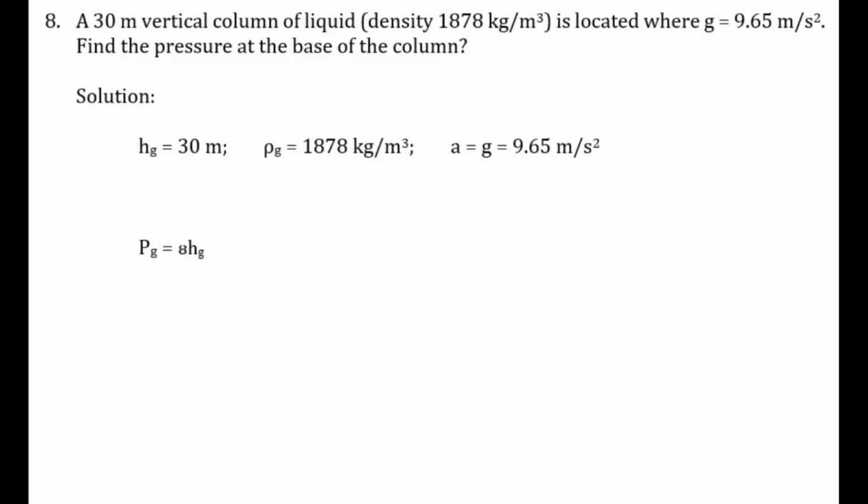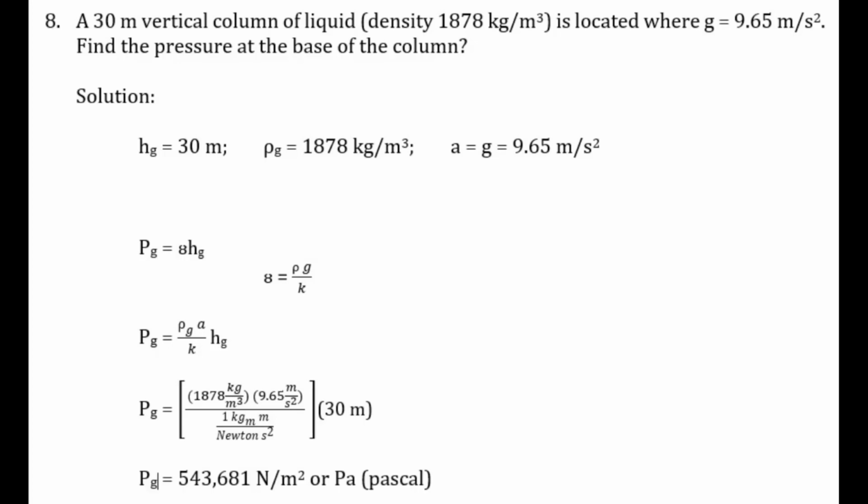Exercise number 8. A 30 meters vertical column of liquid, density 1878 kilograms per meter cube, is located where G equals 9.65 meter per second squared. Find the pressure at the base of the column. Writing the given values. Using the formula, that pressure is equal to the product of specific weight and the height of the liquid. Substituting the specific weight by this formula. Thus the formula for the pressure will become like this. Substitute the given data, so you will have 543,681 Newton per meter squared, or Pascal, of pressure at the bottom of the column.